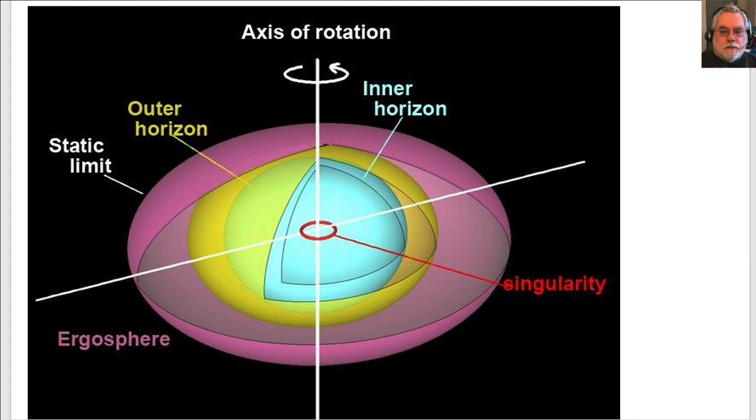3 of the surfaces are shown in this image, which represents a moderately rotating black hole. We see the pink, yellow, and blue surfaces. The shapes of the surfaces are more complicated for a black hole rotating near its maximum possible rate, as we will see later.